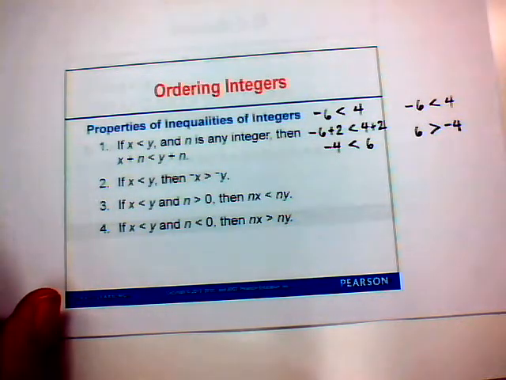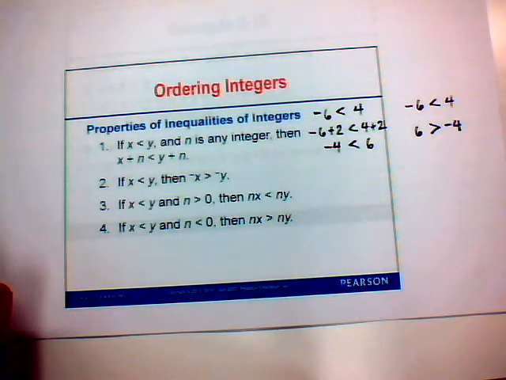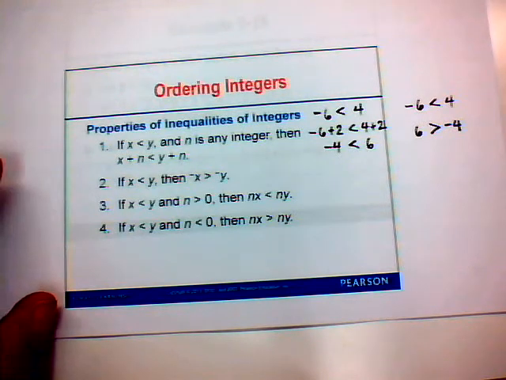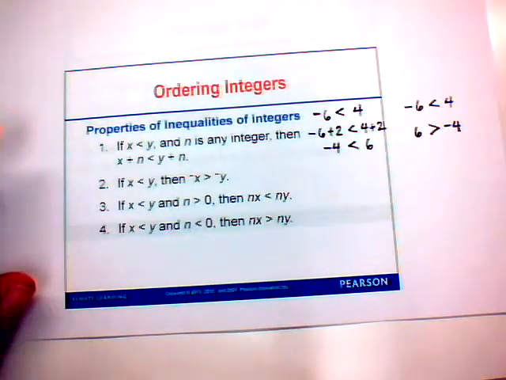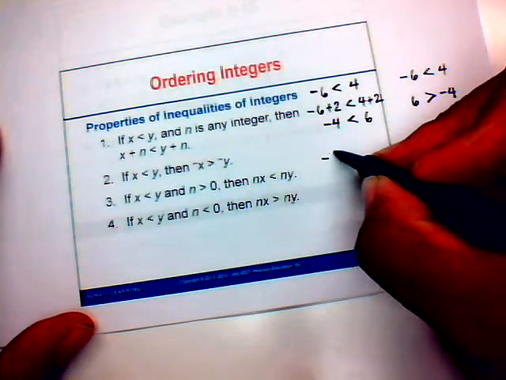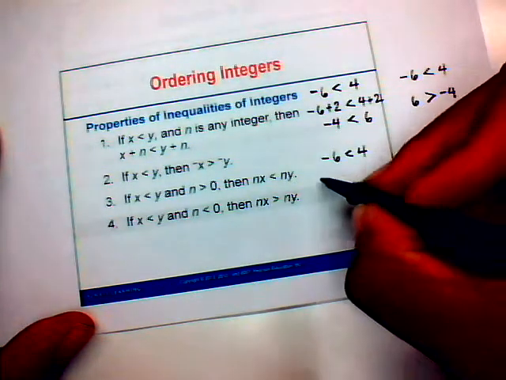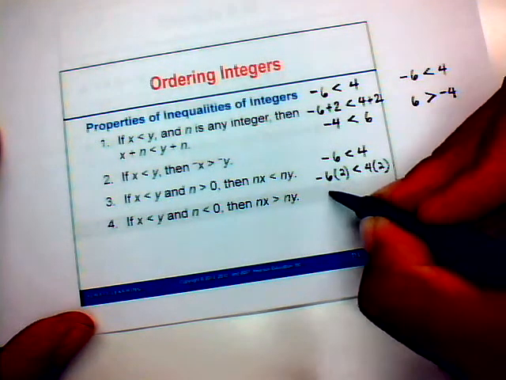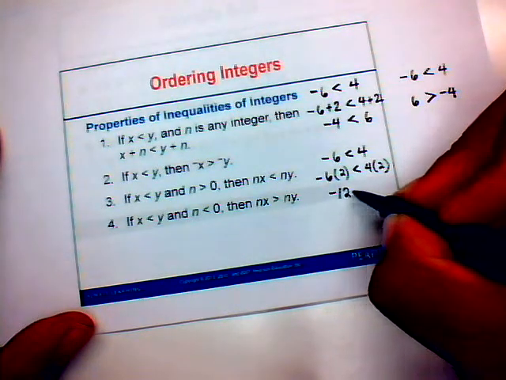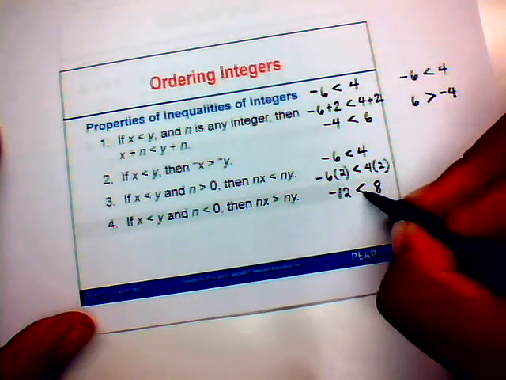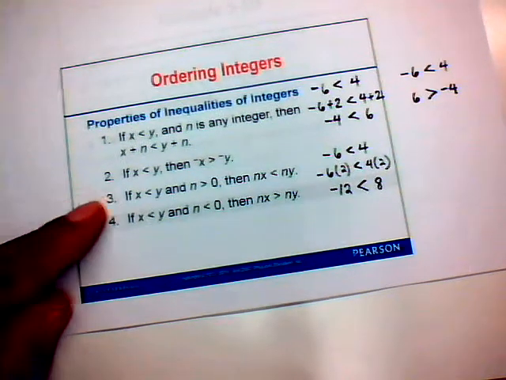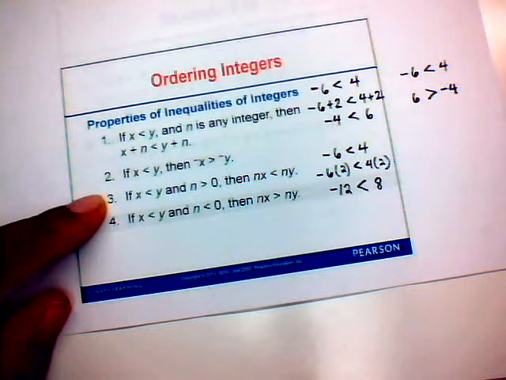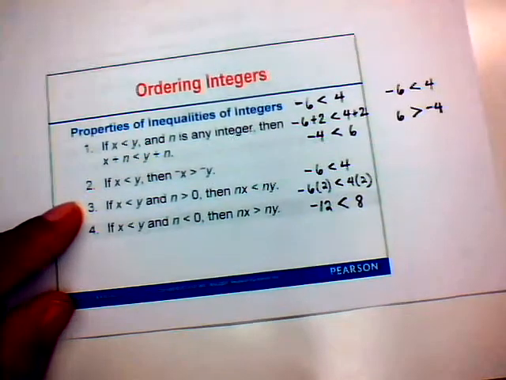Number 3, if x is less than y and n is greater than 0, meaning n is a positive number, then if you multiply both sides of the inequality by a positive number, that inequality will remain true. The inequality symbol will stay the same. Take that negative 6 is less than 4, multiply it by positive 2 on both sides. Negative 6 times 2 is negative 12. 4 times 2 is 8. You can see negative 12 is less than 8. So that's just an illustration of property number 3.